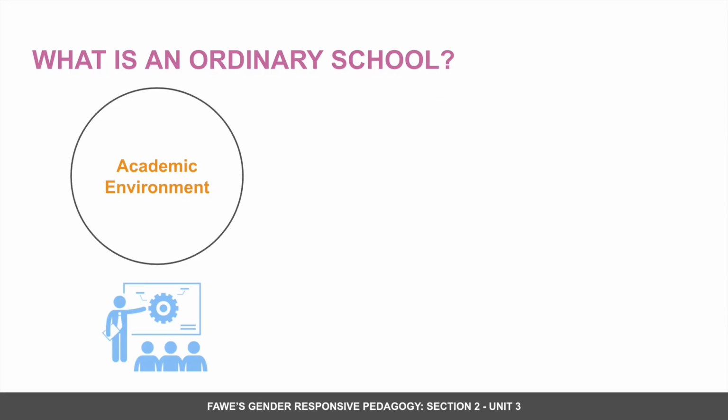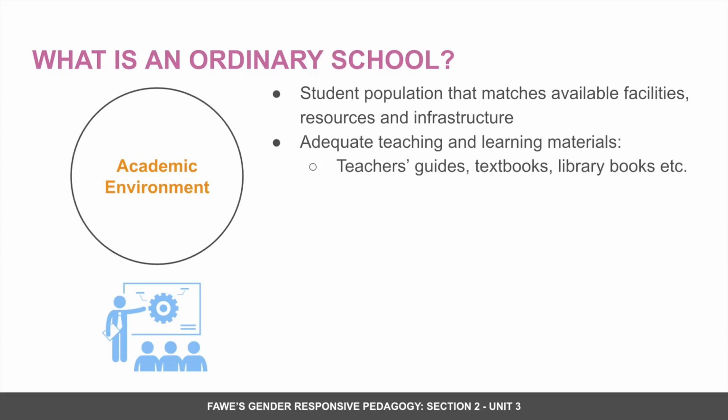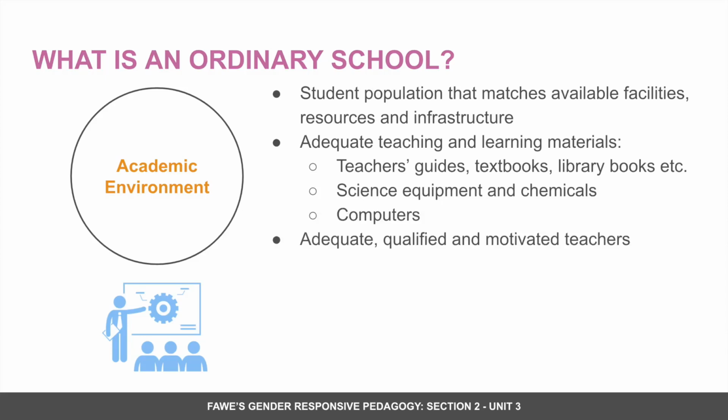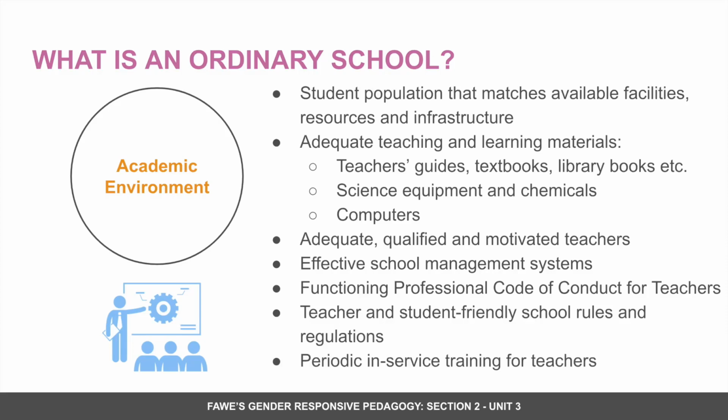The characteristics of an academic environment are student population that matches available facilities, resources, and infrastructure, adequate teaching and learning materials, teachers' guides, textbooks, library books, science equipment and chemicals, computers, adequate qualified and motivated teachers, effective school management systems, functional professional code of conduct for teachers, teacher and student-friendly school rules and regulations, periodic in-service training for teachers.